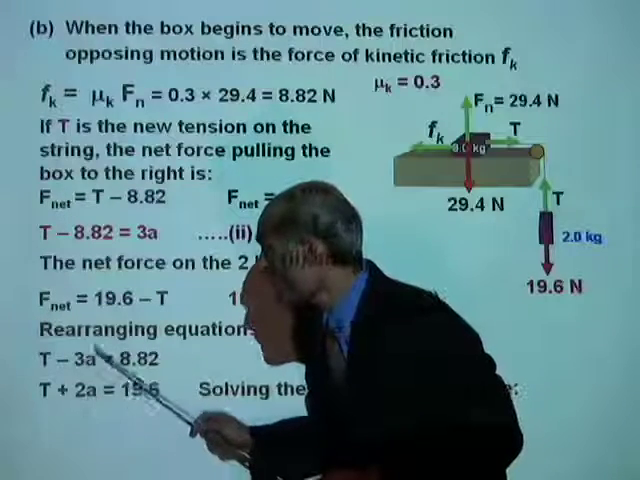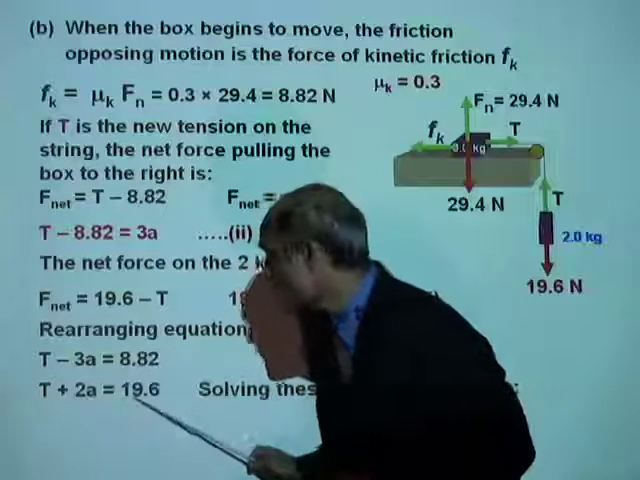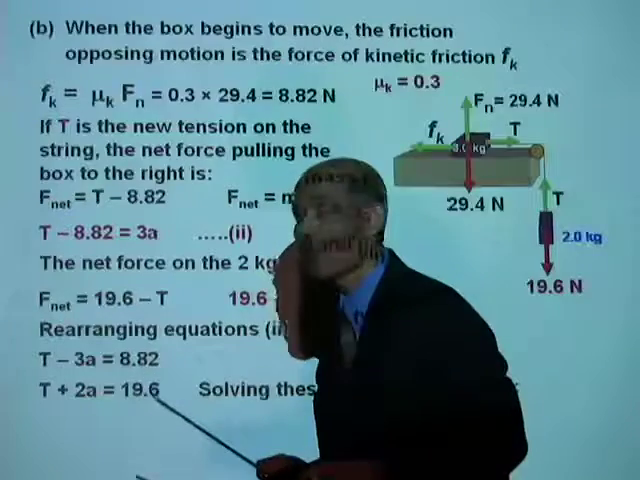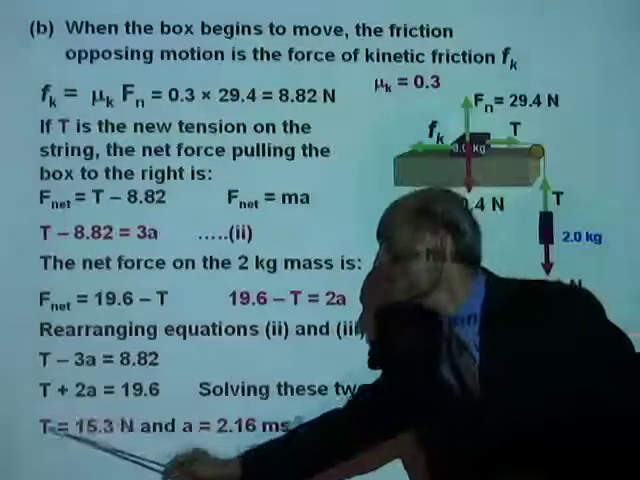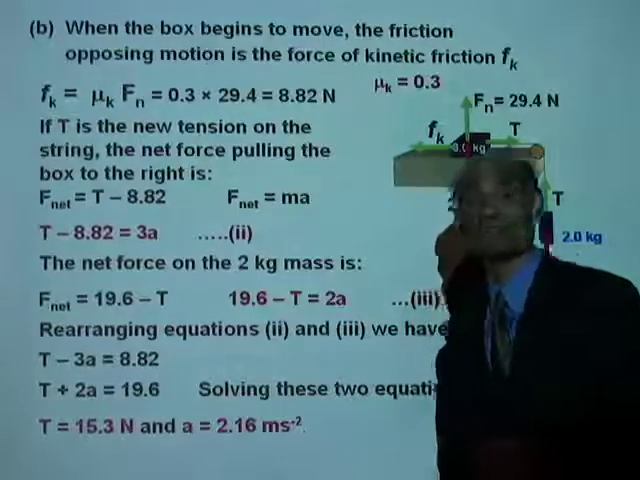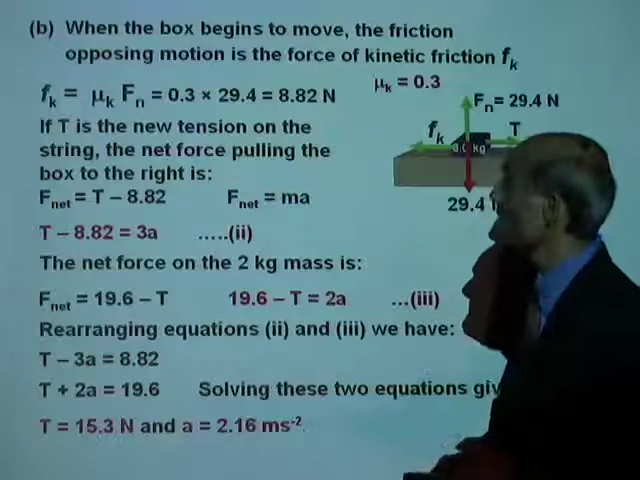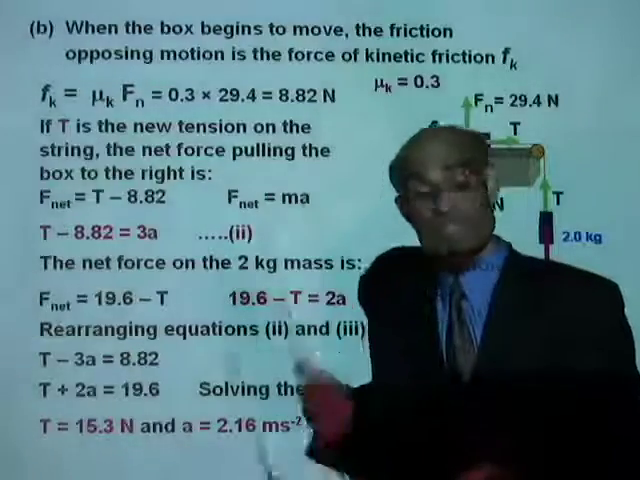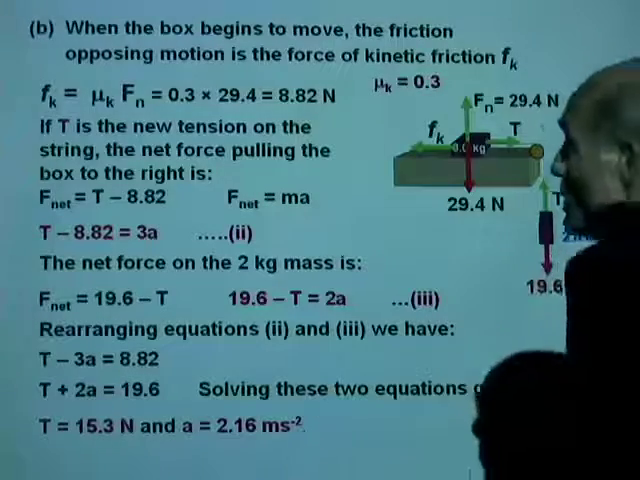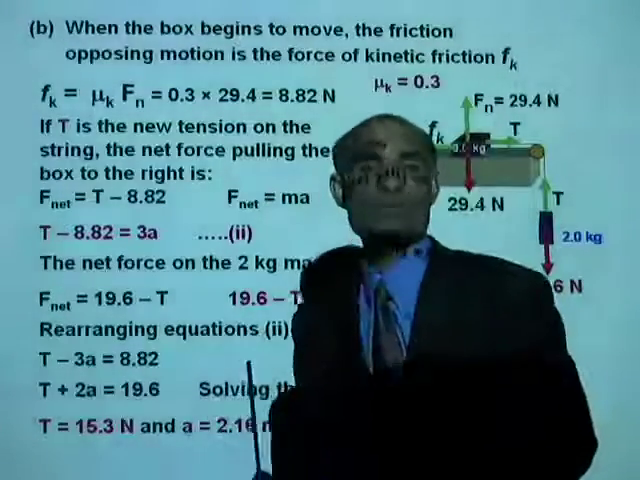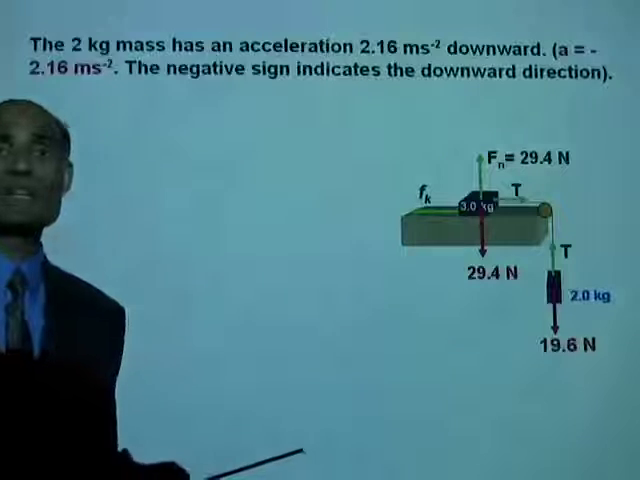So you have 5a, is that right? 5a equals 19.6 minus 8.82, and you can calculate a from there. Solving gives you T equal to 15.3 Newton and a equal to 21.6 meter per second squared. Now this is a very important type of problem, and it'll be useful that you learn how to solve these problems. Okay, let's move on to the next problem.